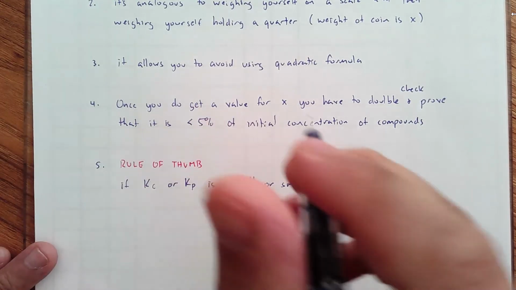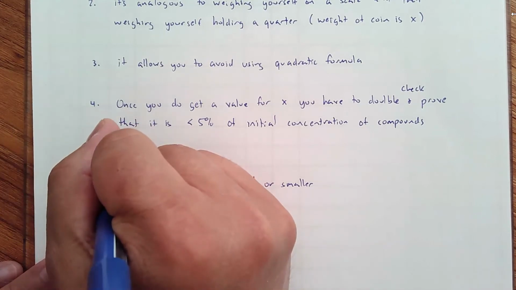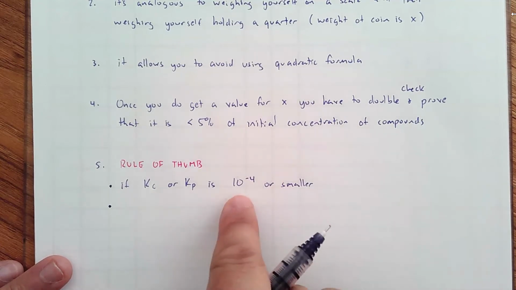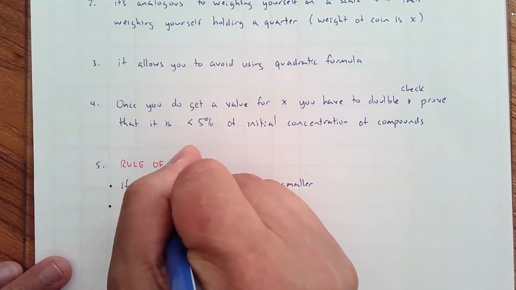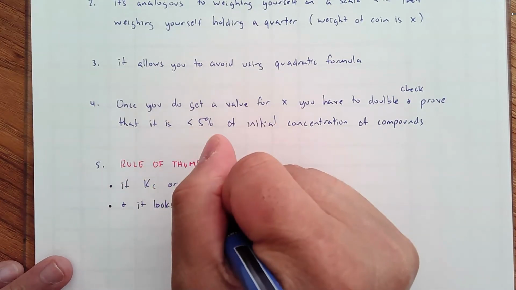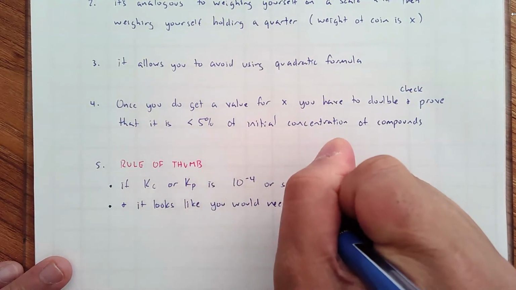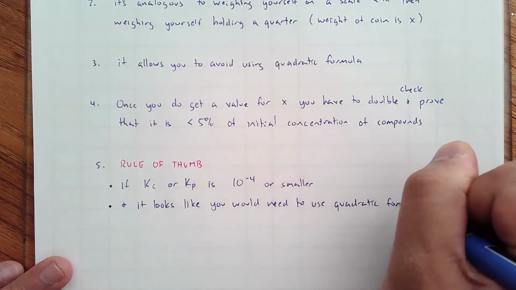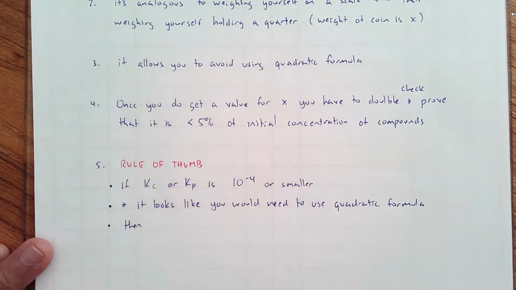and you are using the quadratic formula, so there are two requirements. If Kc or Kp is 1 times 10 to the minus 4 or smaller, and it looks like you would need to use quadratic, then definitely try using or use the x is small approximation.